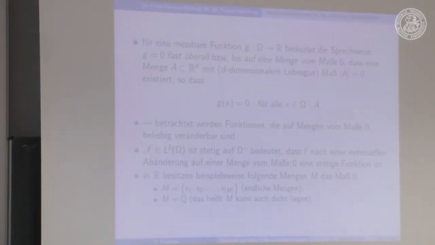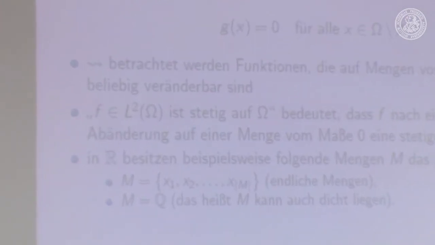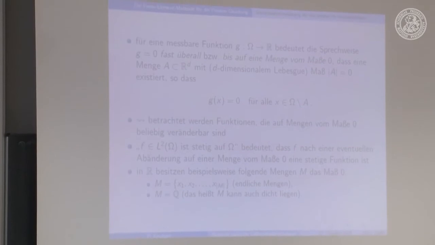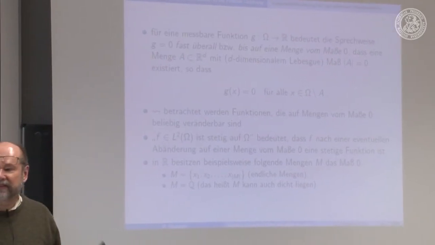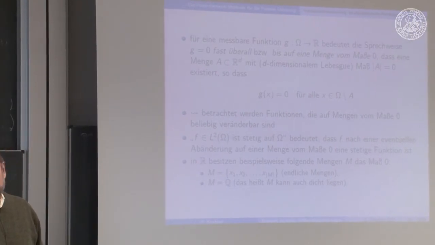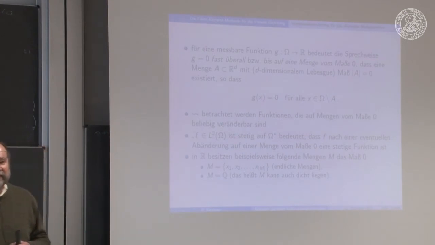So we have to take into account that if we change a function only on a set of measure 0, it's the same function. So if we speak about the 0 function, it always means 0 up to a set of measure 0. That also means if we say a function f from L2 is a continuous function, that of course means it has a continuous representative. If we were too stupid not to choose them, we could even have ended up with a representative which is then not continuous on a set of measure 0.